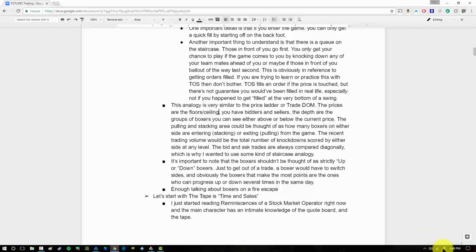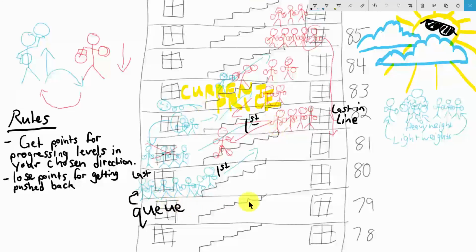So if you go back to this picture, I don't have that many floors, but on something like the ES, and I'll just use the ES for this entire video series, you can actually see, if you're down here, up the fire escape, 10 levels from the current price. So you can actually see at 83, you can see all the way to 93, and at 82 you can see all the way down to 71, and you can see how many boxers are lined up. In general, the further away from current price, the thicker the market, or the more liquidity, you could say, exists up there.